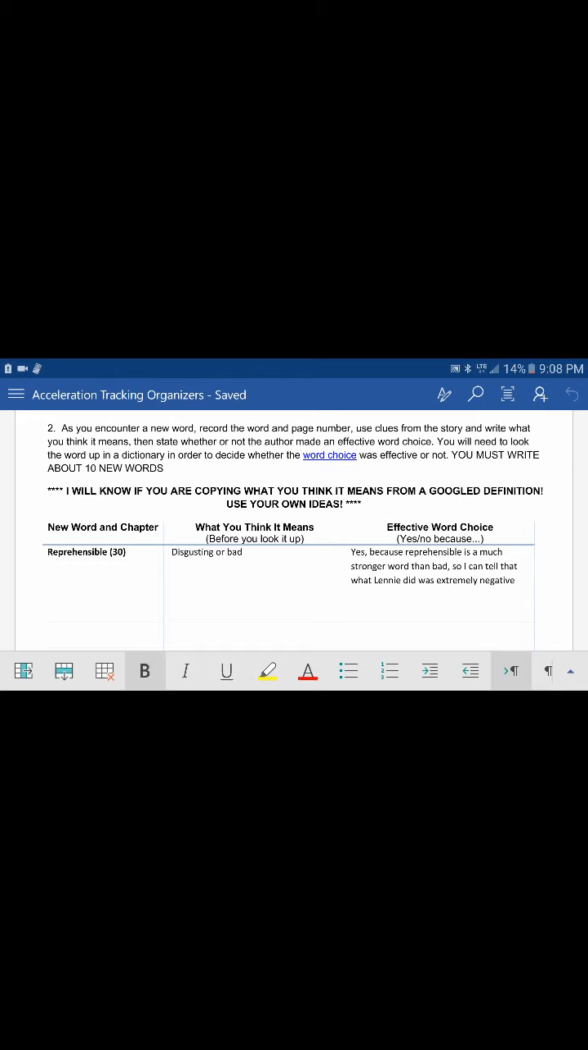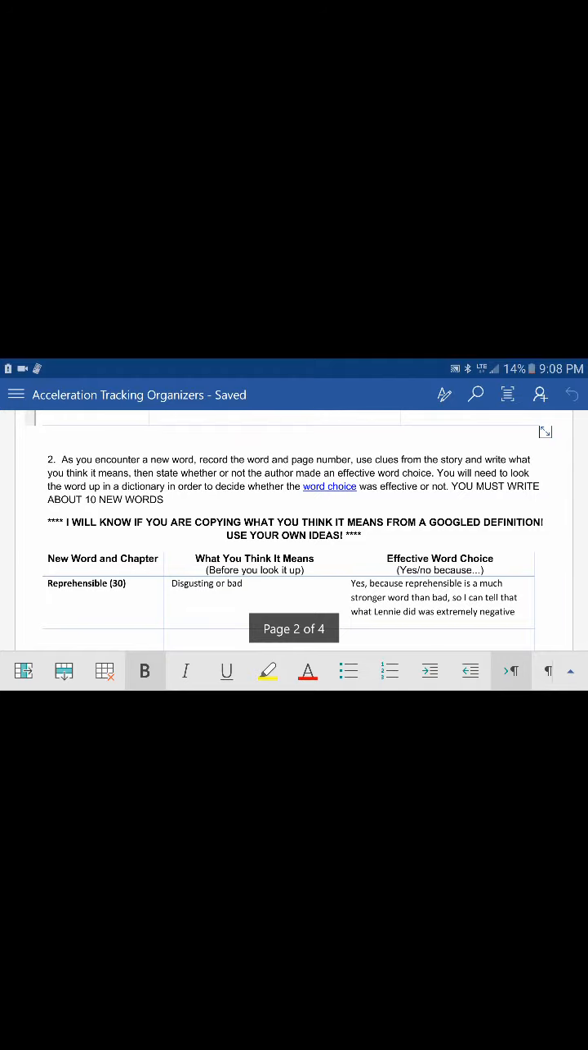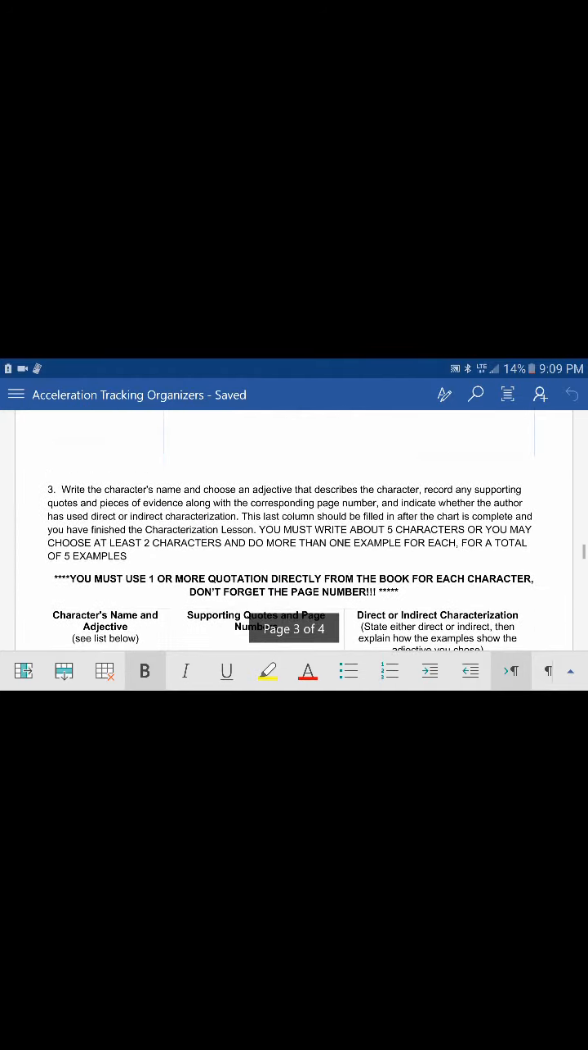So if you take a look at my example there, I had reprehensible. So to me that meant something bad or disgusting. Did I think that was an effective choice? Yes, because reprehensible is a much stronger word than bad, so I can tell that what Lenny did was extremely negative. So the part about Lenny is me referring to the actual text. So I'm going back to the novel and I'm giving the reader some context. So that's really important. You can't just write yes because it's a strong word or no because it's a weak word. You need to make sure it makes sense with the actual book. So I think you have 10 examples there. So you're doing 10 words from the whole novel on that chart.